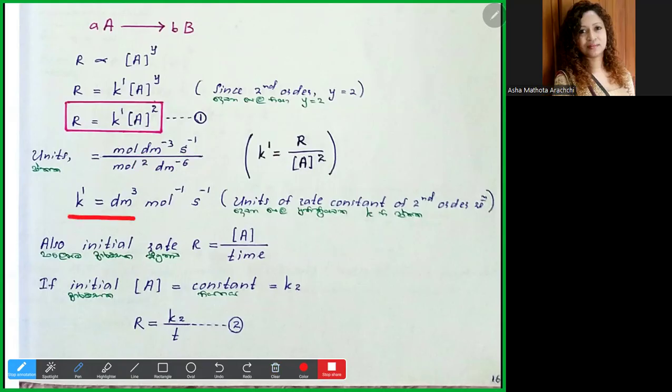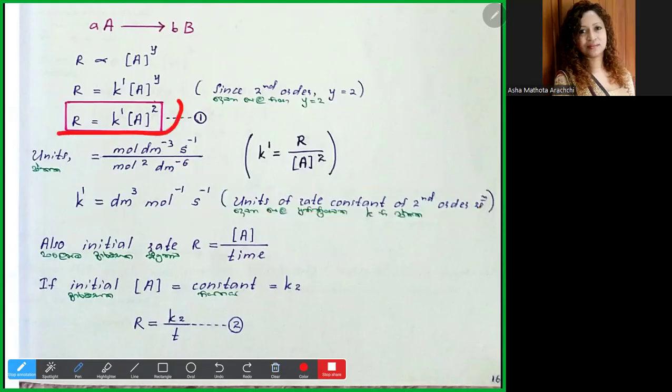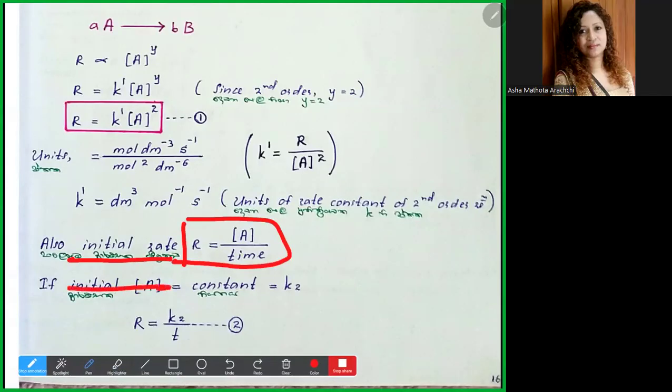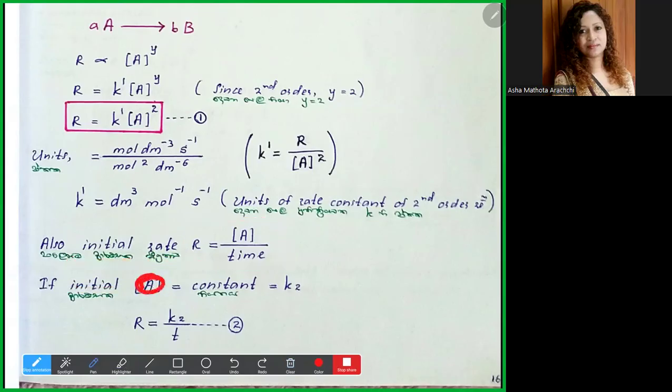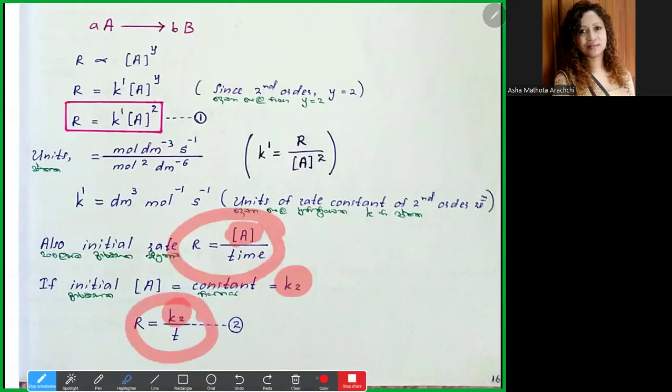So the units for K prime, the rate constant of a second order reaction, are cubic decimeter per mole per second. But still, this is the rate. Then I'm going back the same way. Initial rate R equals A over time. Again, the initial concentration of A is constant, so instead of this A, I'm writing K2. So R equals A over time becomes R equals K2 over time.